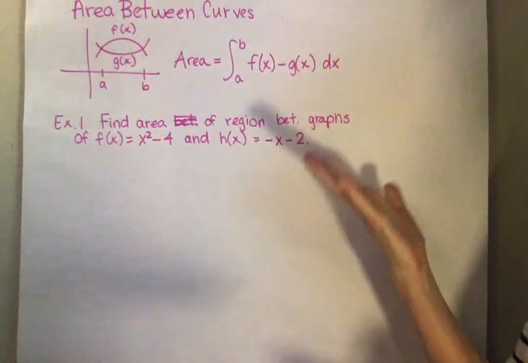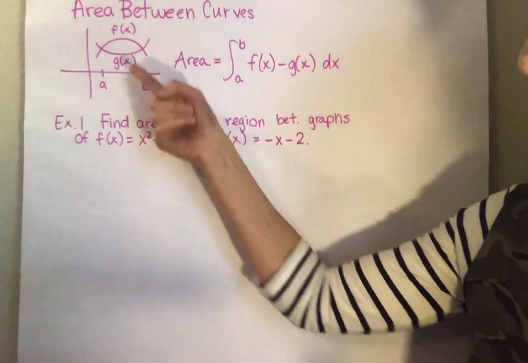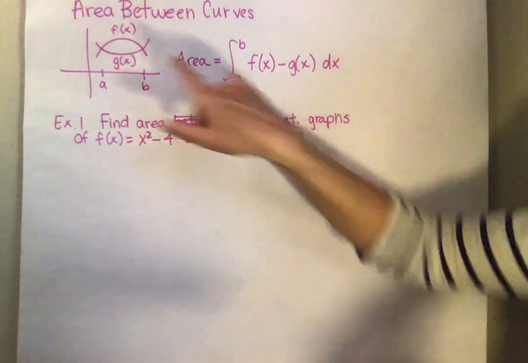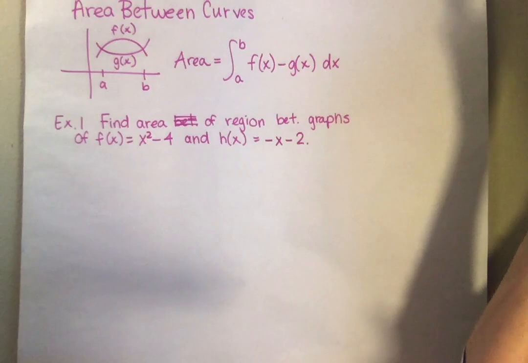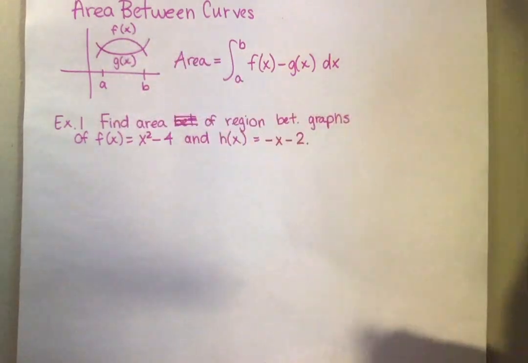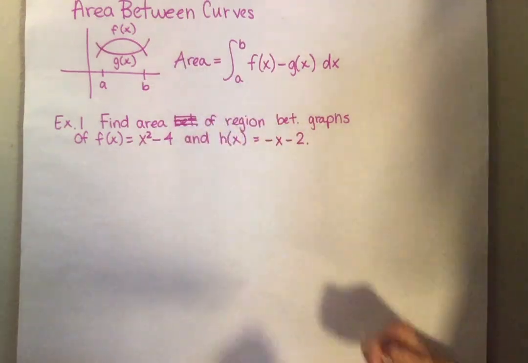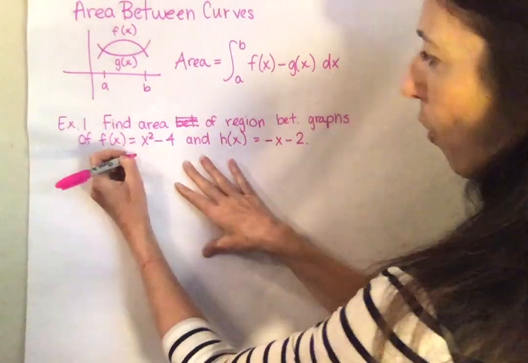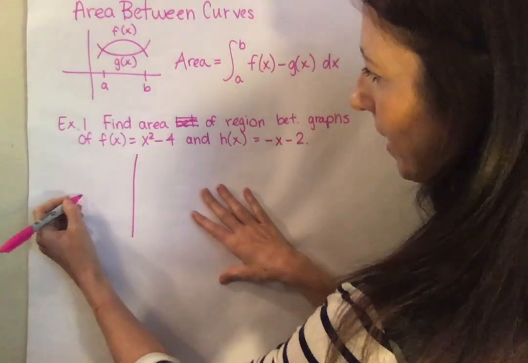As you know, an integral gives us area. If we want area between two curves, basically we just need to find two things. Where do those curves intersect? And which function is on top and which one's beneath? So let's go ahead and start with this first one here. Find the area of the region between the graphs of x squared minus 4 and negative x minus 2.